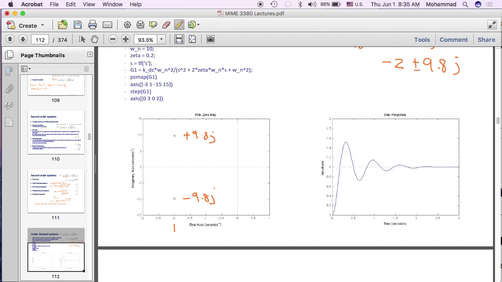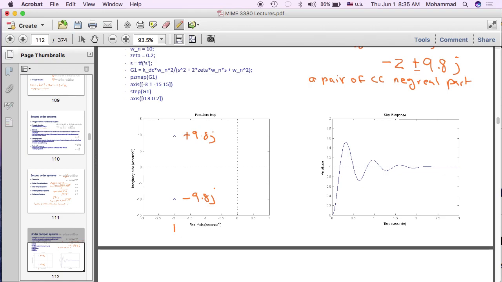So what do we see here? We see that when we have an underdamped system, the two poles are a pair of complex conjugates with a negative real part. So the real part is negative.